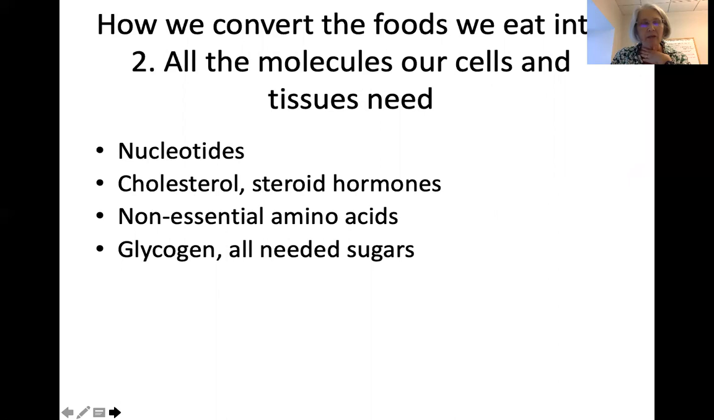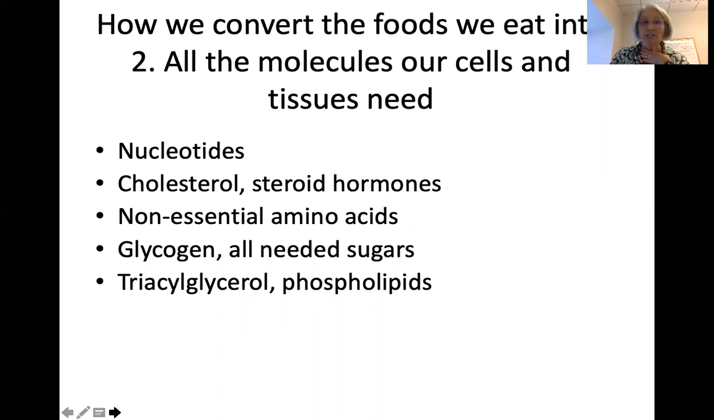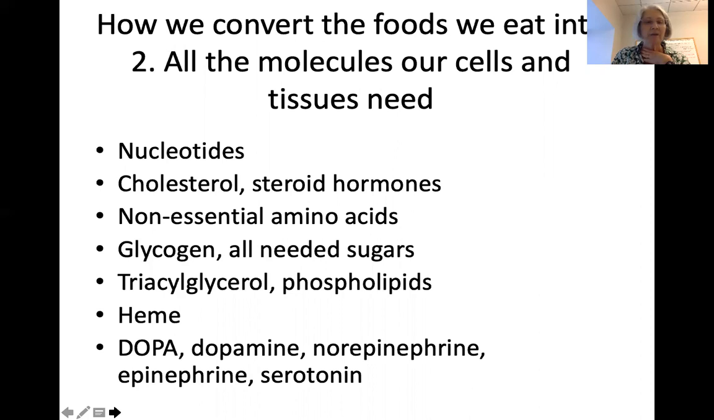And remember that there are lots of glycolipids and glycoproteins that use all kinds of sugars on them, but we can make all of those sugars. We have pathways to do that. We have to make triacylglycerol for storage of fats, and phospholipids for membranes. We can do that. And we make heme. We make heme from amino acid and TCA cycle intermediate. And we have to make all our neurotransmitters, such as dopamine, norepinephrine, epinephrine, and serotonin. And so you'll find these pathways are all on the Pathways of Human Metabolism metabolic map.